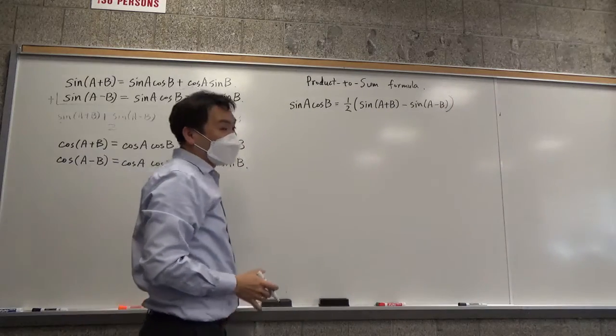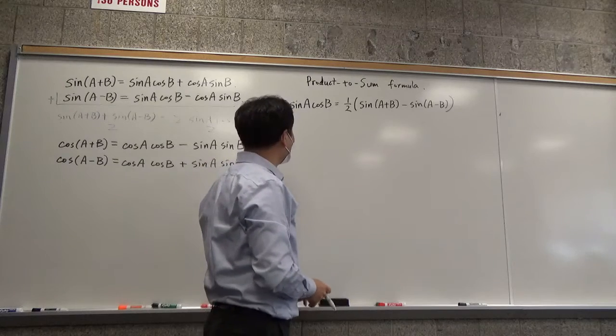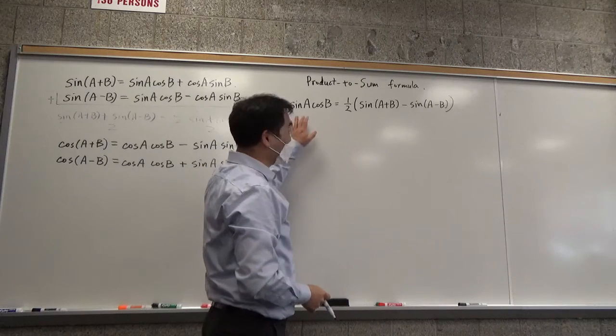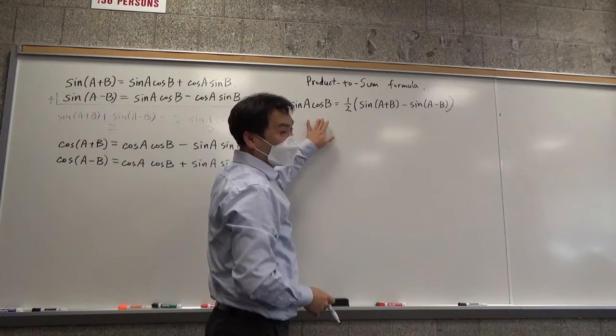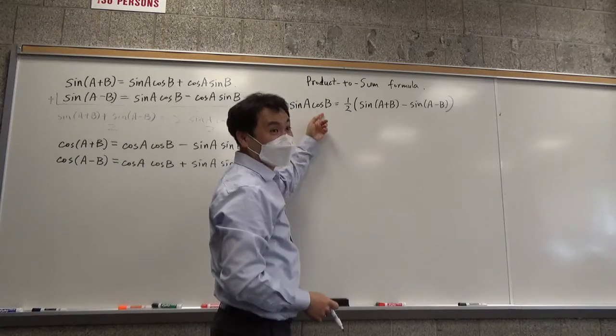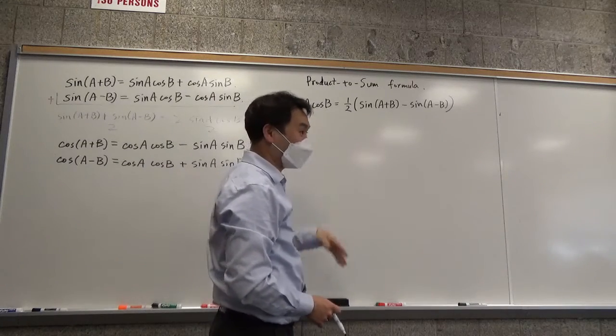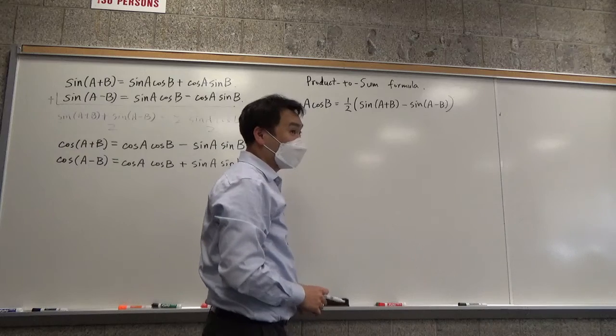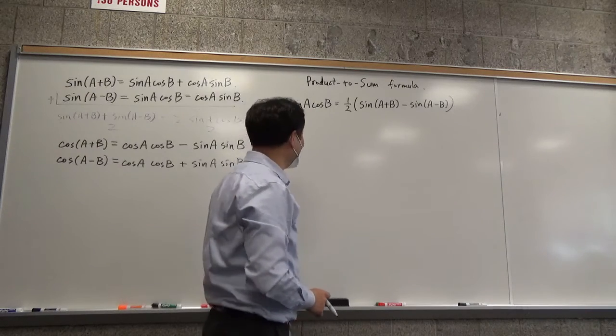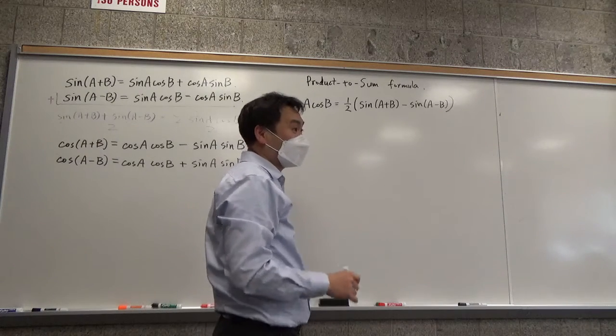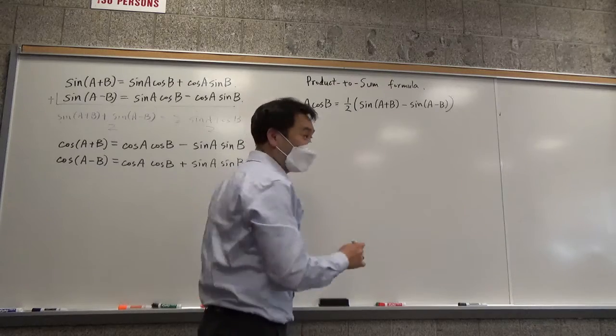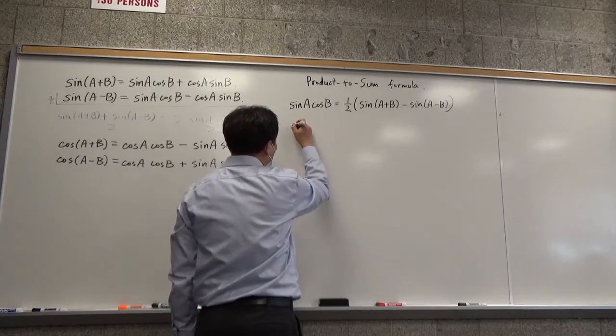Okay, then you can think about other cases. You can think about the case when cosine is multiplied to sine, but that's the same as sine times cosine. You can just switch places, so that's not anything new. And the remaining two possibilities are when you have cosine times cosine and sine times sine. So let's think about cosine times cosine.